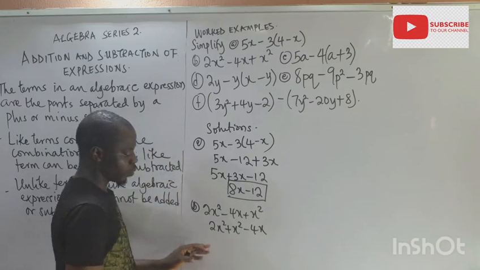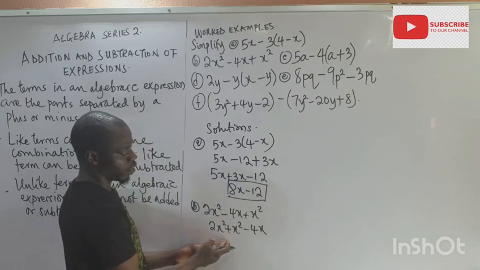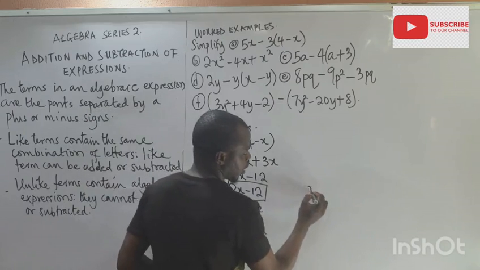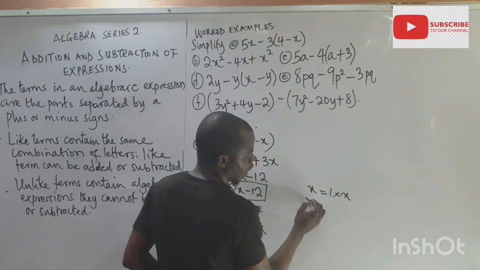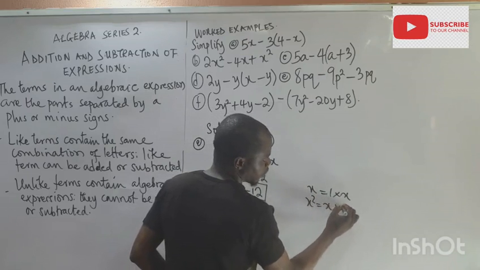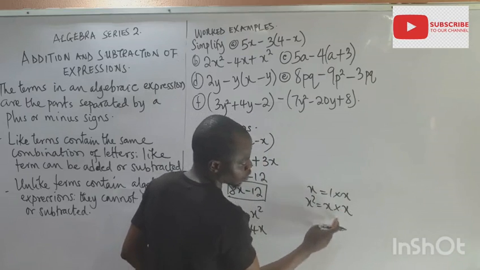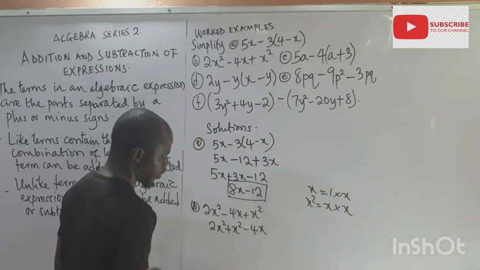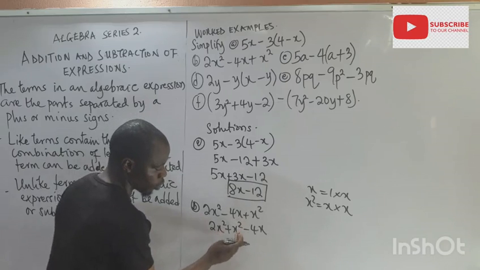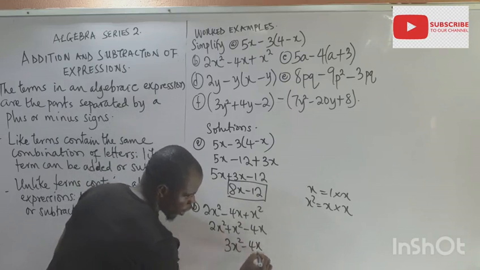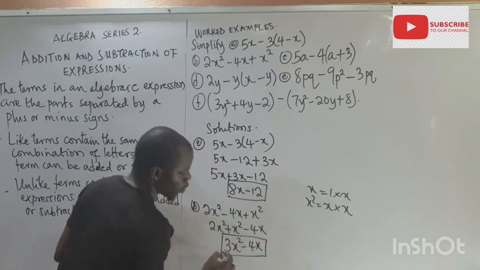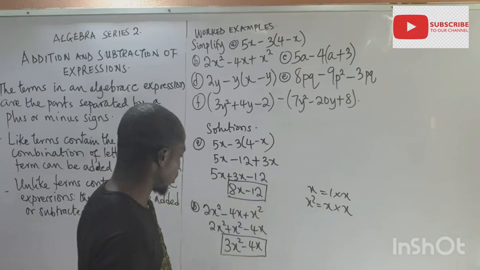Why do we say they are not like terms? We already have x as 1 times x, and x squared as x times x, not 1 times x. So they are different. So let's see what we have here now. 2x squared plus x squared gives us 3x squared minus 4x. So that is how we solve that question.